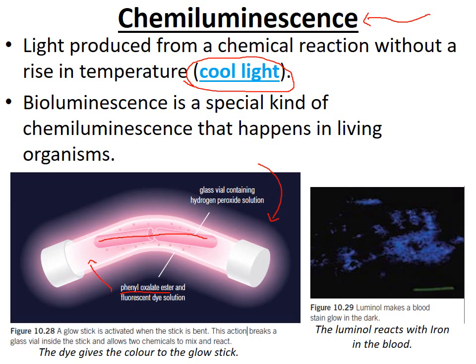You might also see the example of luminol, which is a chemical that reacts with iron in the blood, and when that reaction occurs, you can see the release of light, and that allows you to see blood, for example, at a crime scene.